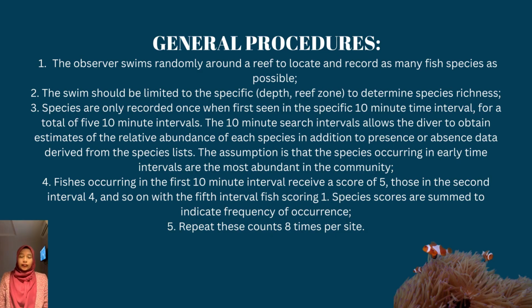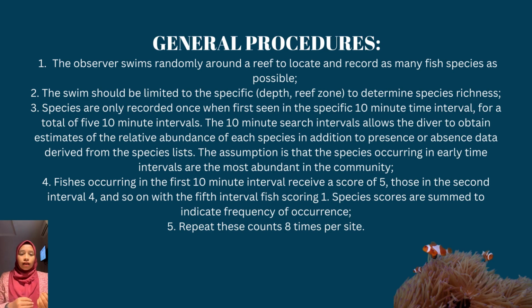For the general procedure, first of all, the observer swims randomly around a reef to locate and record as many fish as possible. Second, the swim should be limited to the specific reef zone and depth to determine species richness. Third, species are only recorded once, when first seen, in a specific 10-minute time interval, for a total of 5 10-minute intervals. The 10-minute search intervals allow the diver to obtain estimates of the relative abundance of each species in addition to presence or absence data derived from the species list.